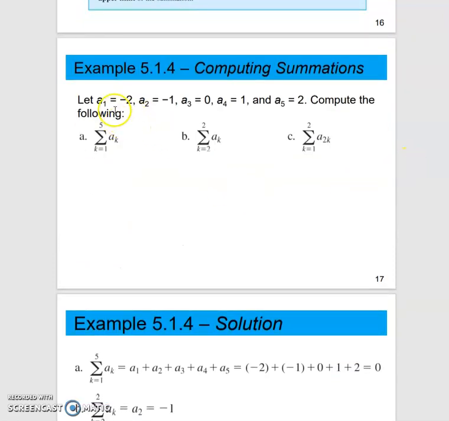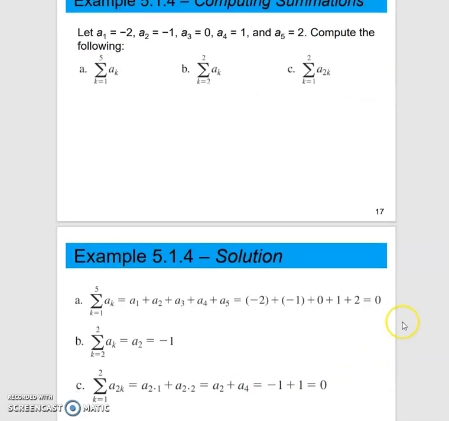So here I've got a1 is -2, a2 is -1, a3 is 0, a4 is 1, and a5 is 2. Let's find the following sums. So this is the sum of a sub k from k equals 1 to 5. So in other words, I've got a1 plus a2 plus a3 plus a4 plus a5, at which point I throw in my values, and I'll get out 0. My next one, I've still got the sum of a sub k, but I'm going from 2 to 2. So in other words, I'm only going to have a sub 2, which happens to be -1.